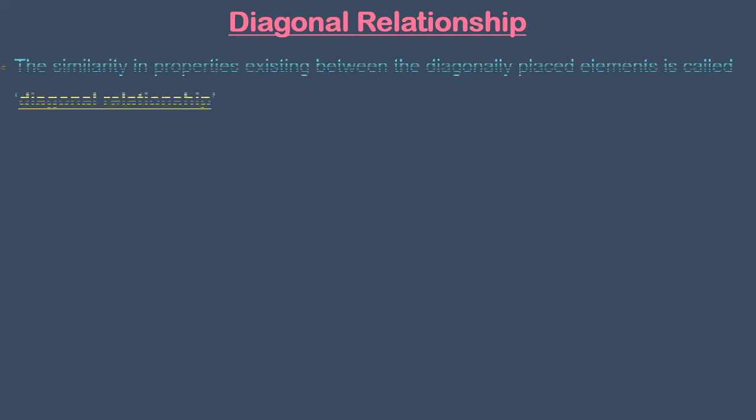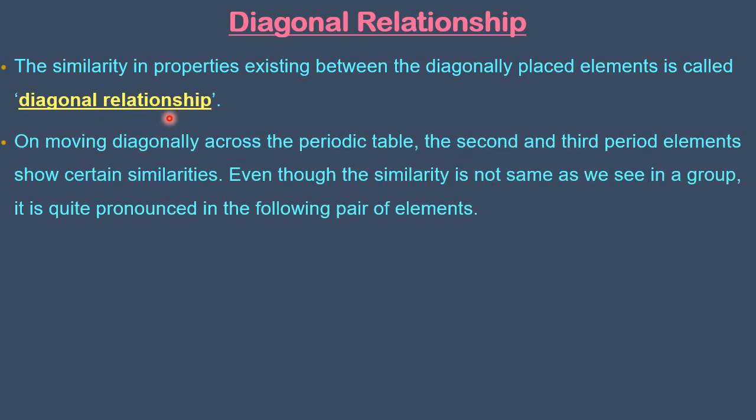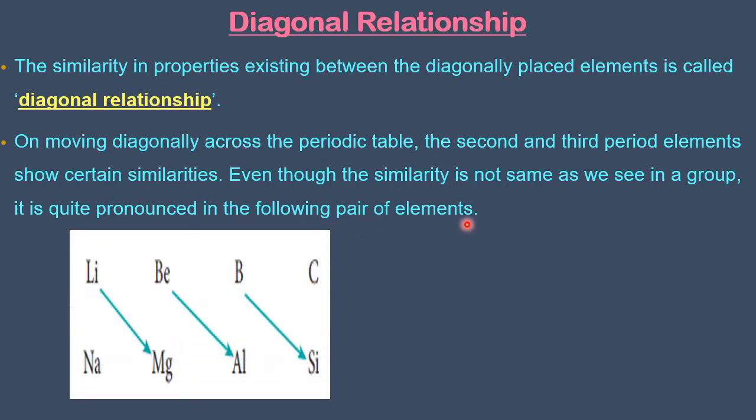Now we will see the diagonal relationship. The similarity in properties existing between the diagonally placed elements is called diagonal relationship. On moving diagonally across the periodic table, the second and the third period elements show certain similarities, even though the similarity is not the same as we see in a group. It is quite pronounced in the following pair of elements.